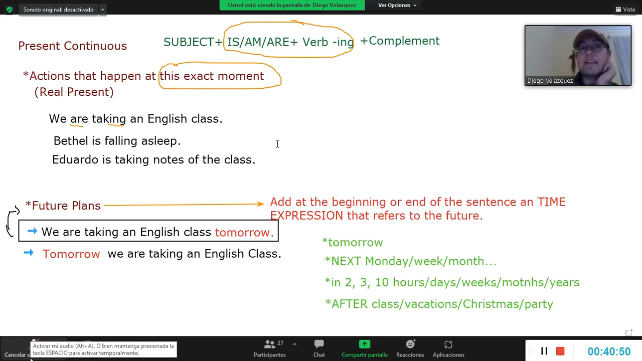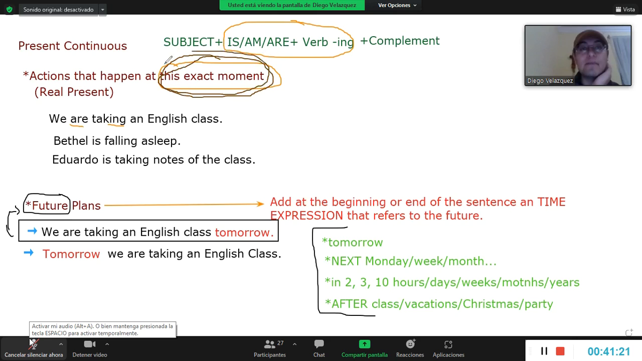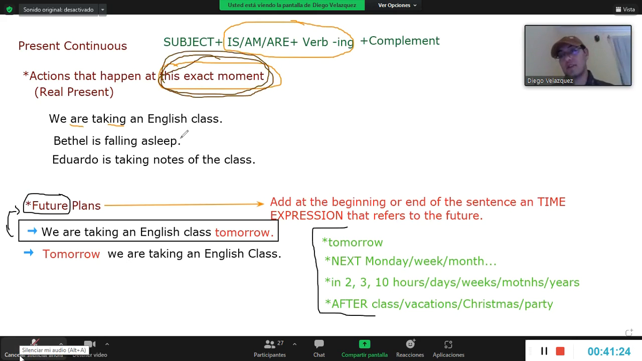Okay. So remember that it's a complete obligation, children, to use these expressions or maybe some others, but I am giving you the most common for you to represent the sentence in future. Because remember, in case that you don't use these expressions in the present continuous, guys, then it's not a future plan. If it doesn't have an expression, then the sentence represents this moment, okay? So it's the difference of this moment and future.